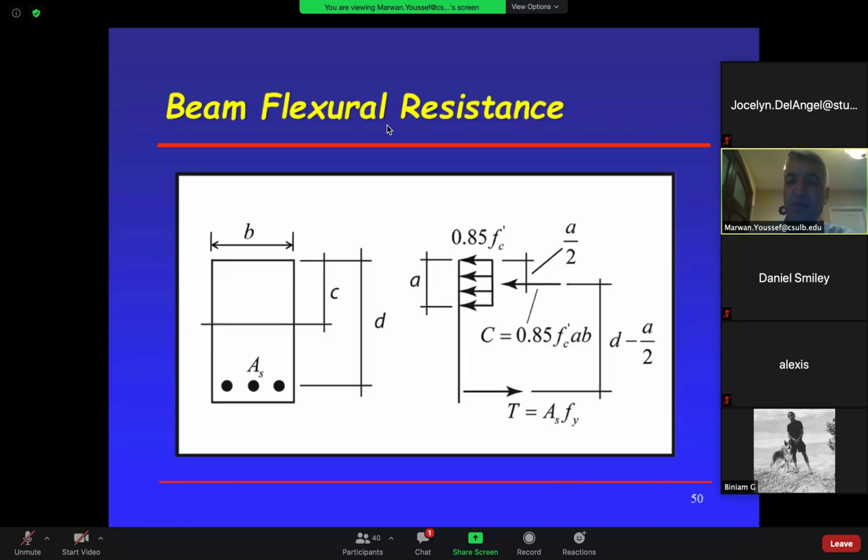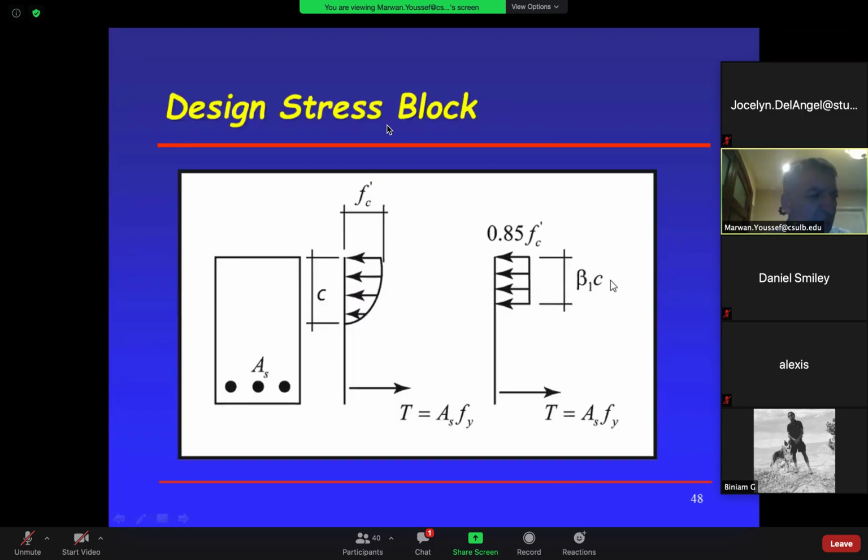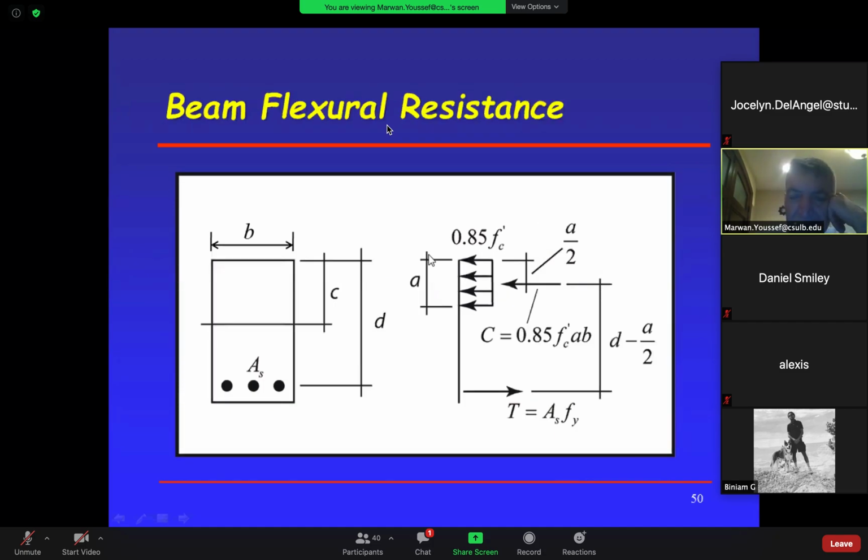So now here you go. We are back here. We replaced this parabola with this, and let's solve that. There's my 0.85 f prime c. There's my c from the neutral axis to the top. But this dimension here, which we called beta 1 c, we're going to call A. A equals beta 1 c. So you come here, there's A. A is the depth of the compression block, the stress block.